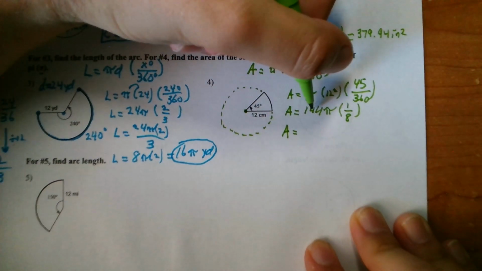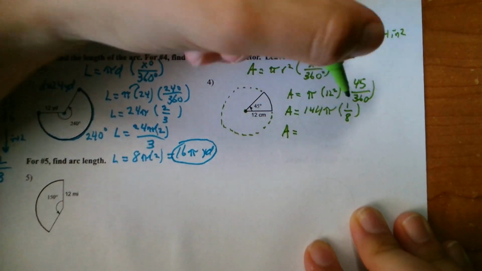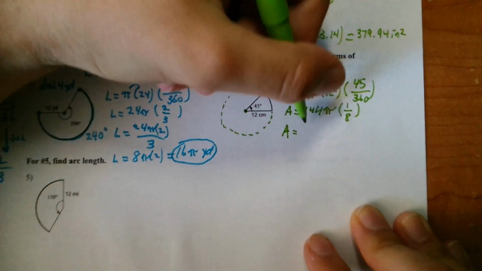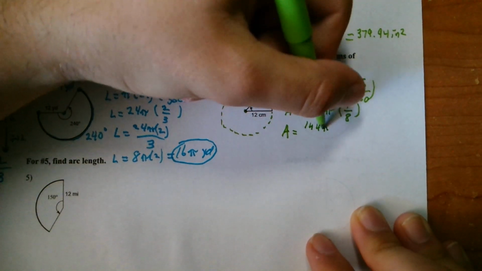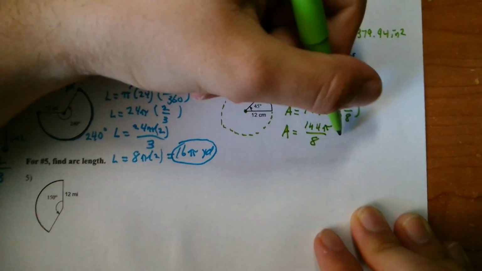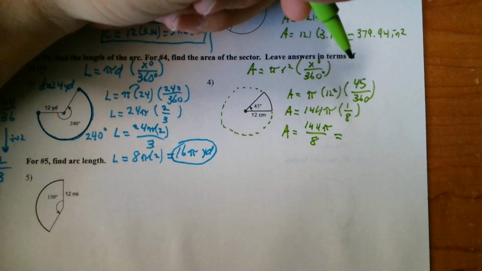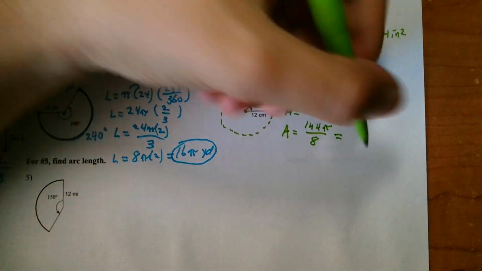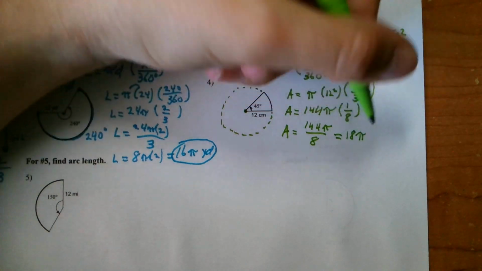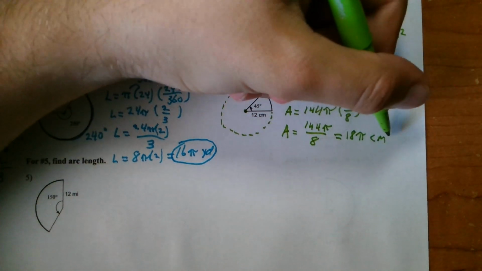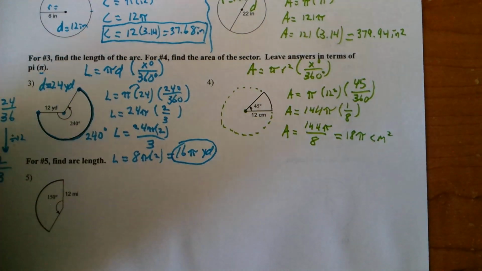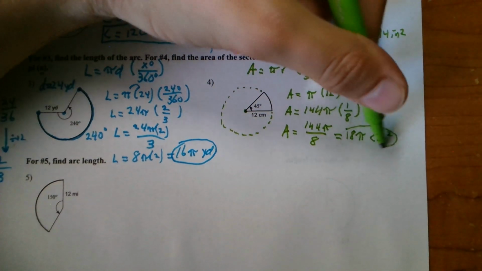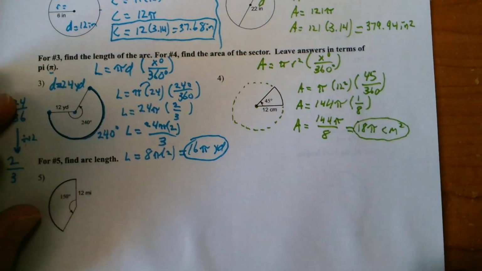So just like before, take this 144 pi, multiply it up top. Since I'm multiplying by 1, I'm really just doing this. 144 pi over 8. When I divide 144 by 8, that gives me 18 pi. And since this is area, make sure your units say centimeters squared. Cool.